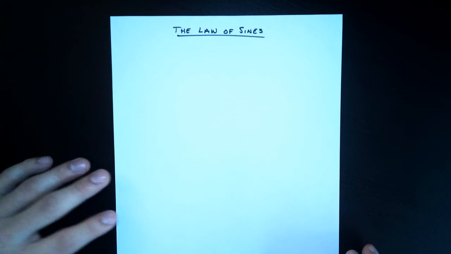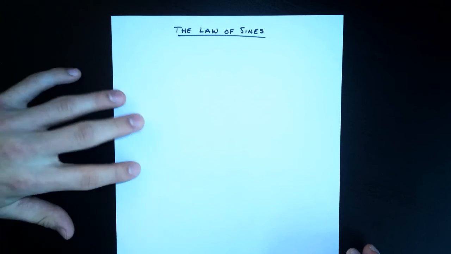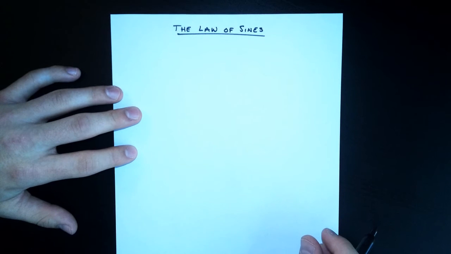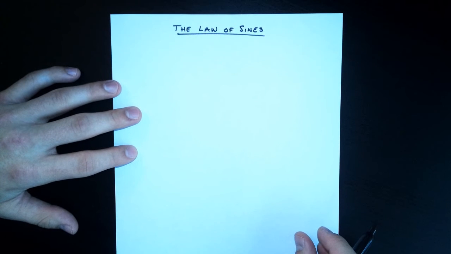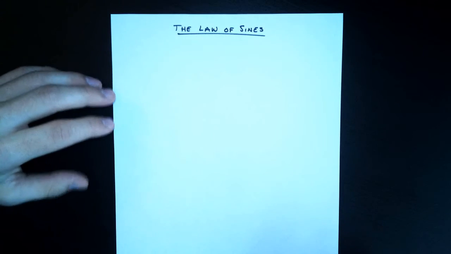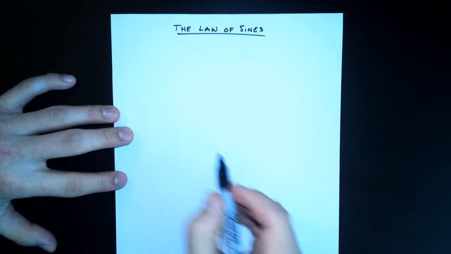Hello everyone. In this video we are going to derive the law of sines. The law of sines is a formula, a method that helps us find out missing information about any triangle, not just right triangles.